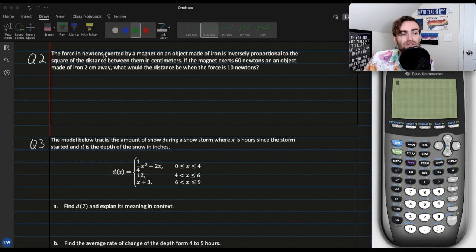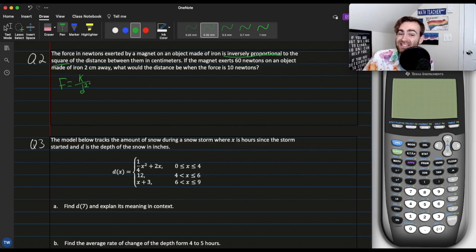The force in newtons exerted by a magnet on an object made of iron is inversely proportional to the square of the distance between them in centimeters. So what this means is the force is equal to some constant divided by the square of the distance, the distance squared. So this is going to be our setup.